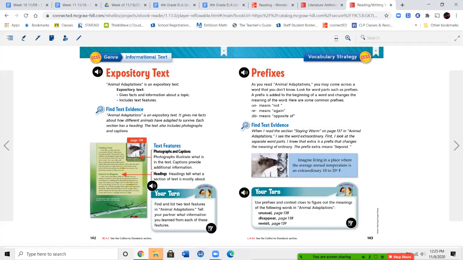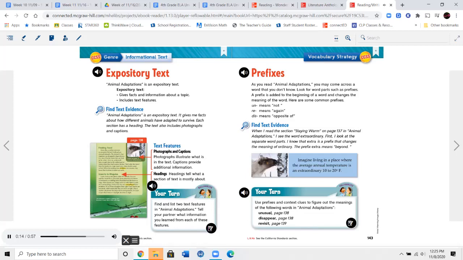All right, we're also going to revisit prefixes. Now, we talked about this during our notes. These are the same prefixes we talked about earlier, but this will give you a little bit of additional information. Prefixes. As you read Animal Adaptations, you may come across a word that you don't know. Look for word parts, such as prefixes. A prefix is added to the beginning of a word and changes the meaning of the word.